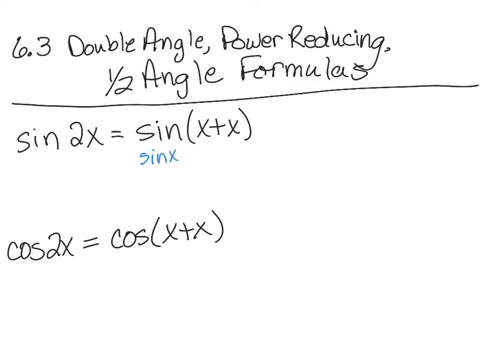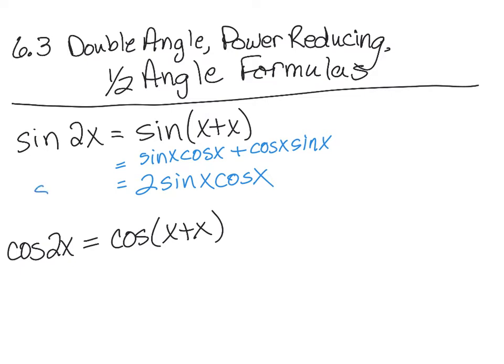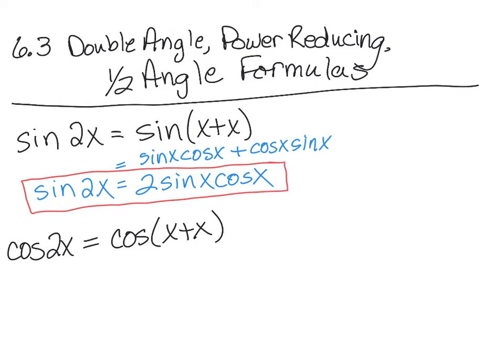Sine of the first, cosine of the second, plus cosine of the first, sine of the second. But because those angles are the same, and sine times cosine is the same as cosine times sine, I have 2 sine x cosine x, because those guys are the same. And that is the double angle formula for the sine. This is very important that you remember. Practice deriving it a couple of times for yourself, and you'll remember it.